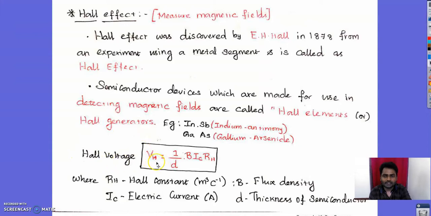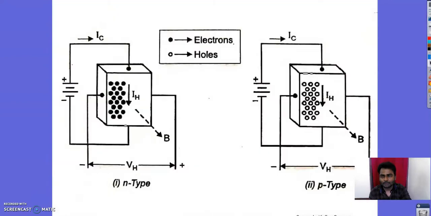Hall voltage is given by the formula 1 divided by D into B into IC into RH, where RH is the Hall constant, B is the flux density, IC is the electric current passing through the semiconductor material, and D is the thickness of the semiconductor material. From this we can find the value of Hall voltage and measure the magnetic field.